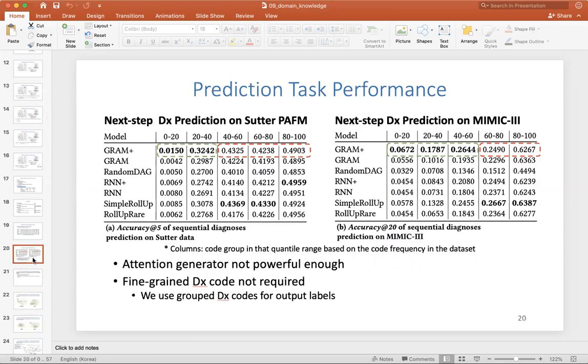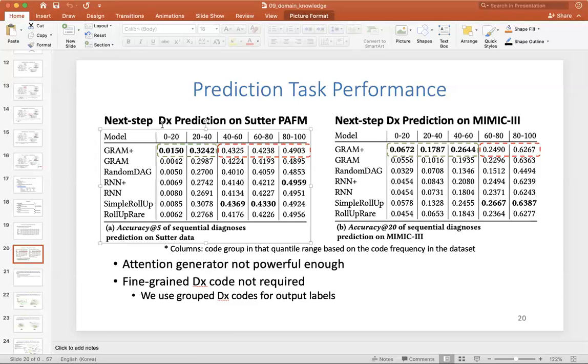Moving on to the next prediction test, which is the next step diagnosis prediction on two different data sets. One is the superset of Sutter, another is MIMIC-3. These buckets, like 1 to 20, 20 to 40, 40 to 60, represent the rarity of the diagnosis codes, so it's like different percentiles of diagnosis codes. The diagnosis codes in this column are the most frequent ones. Diagnosis codes in this column, the 1 to 20 bucket, are the rarest ones.